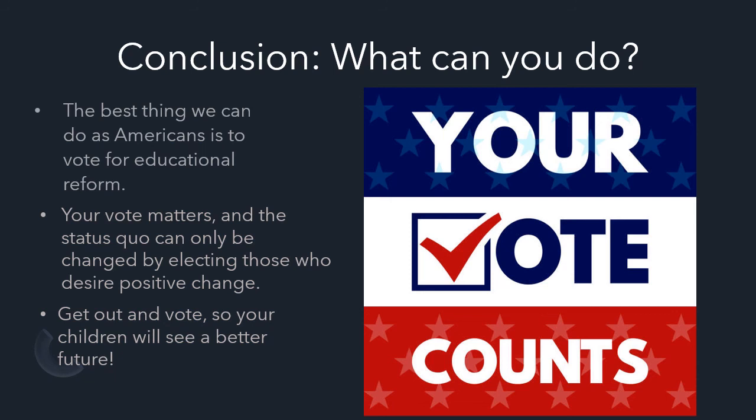So what can you do? The best thing we can do as Americans is to vote for educational reform. Your vote matters, and the status quo can only be changed by electing those who desire positive, progressive change. So get out and vote so your children will see a better future.